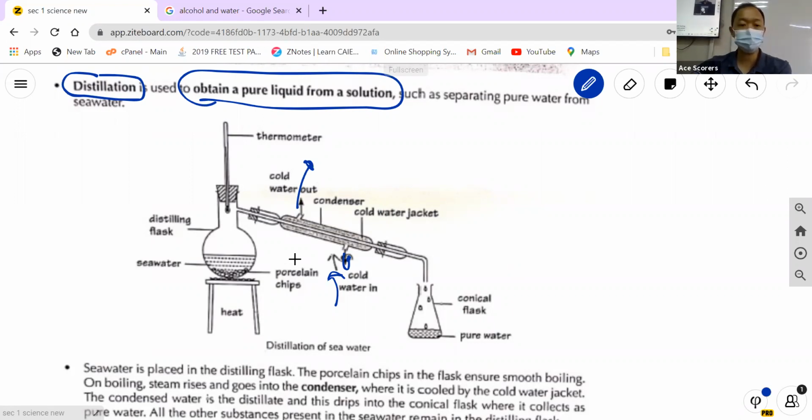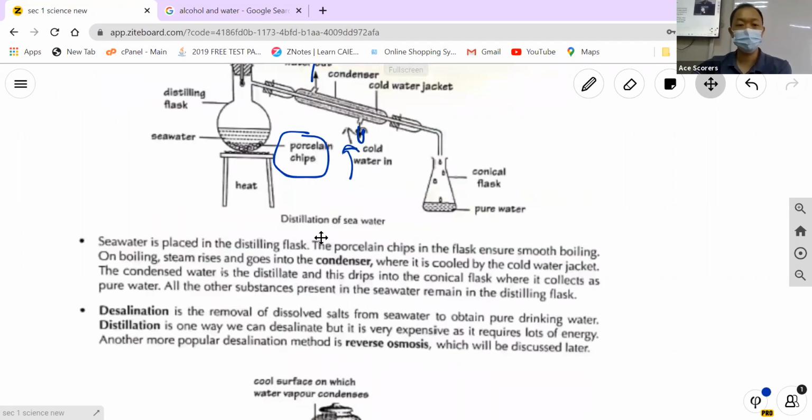Now, what's the purpose of the porcelain chips? Spread out the heat. Ensure smooth boiling. Yeah, ensure smooth boiling, spread out the heat. Prevent vigorous boiling, because when there's too much vigorous boiling, some of the seawater, the impure substance, might jump into this thing. Then your outcome will not be as pure as you want it to be.